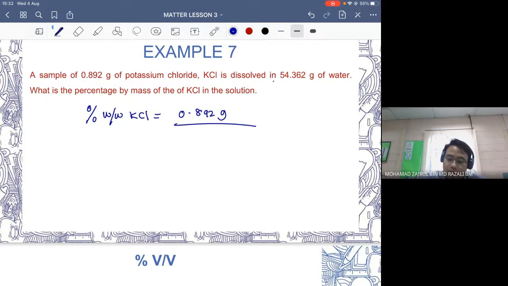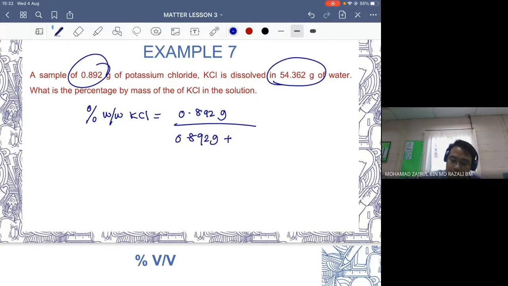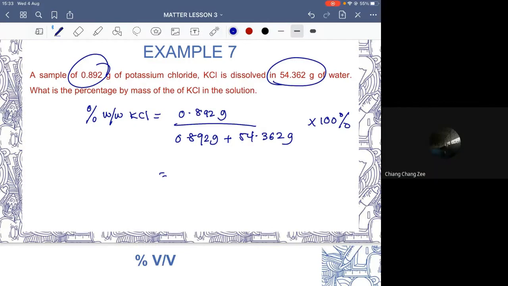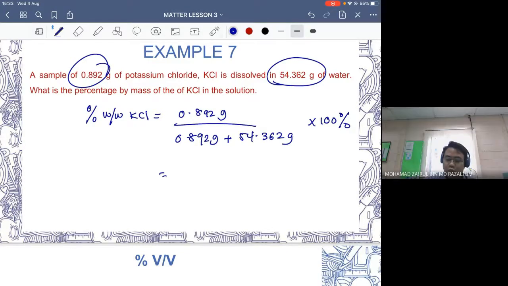Okay, this one mass solution ke? Bukan. Bukan. Ini adalah mass solute. So the mass of solution, mass solute plus mass solvent. So 0.892 gram plus 54.362 gram multiplied by 100. So if you calculate what is the percentage by mass of KCl? 1.61%. Okay, 1.61%.